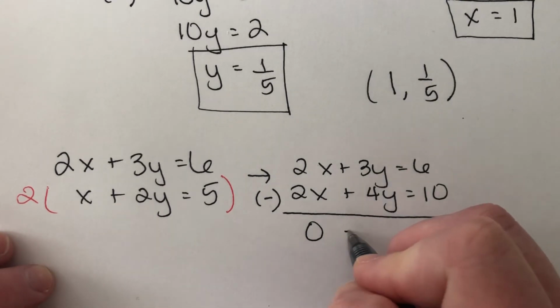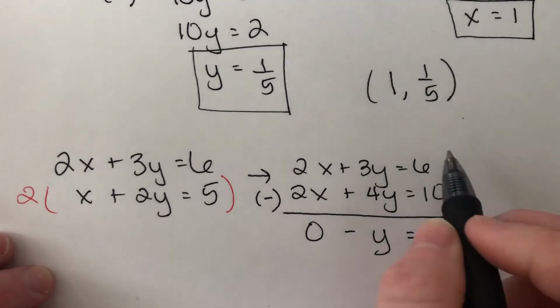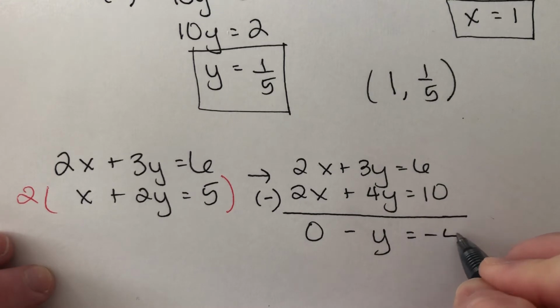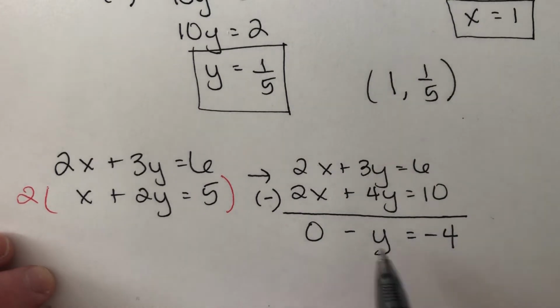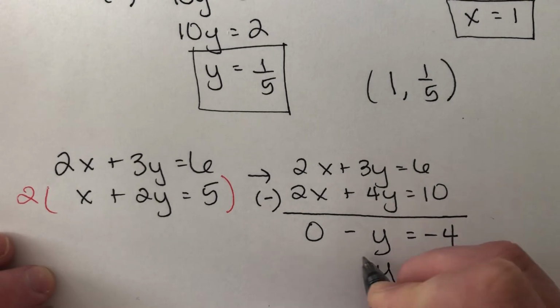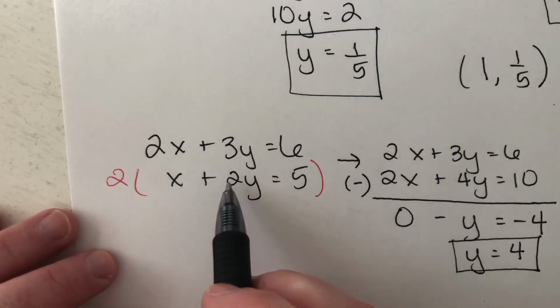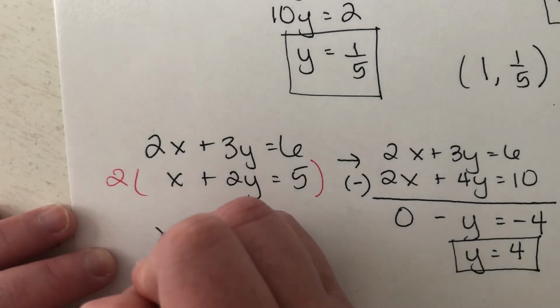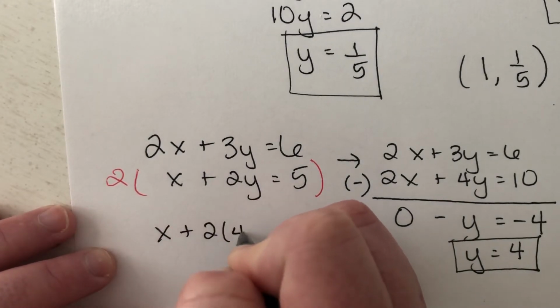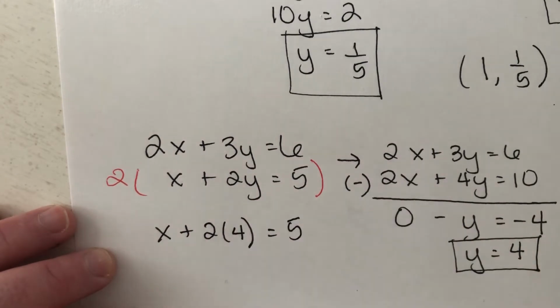3y minus 4y is negative y, and 6 minus 10 is negative 4. So I'm going to divide both sides by negative 1, and I'll get y equals 4. And once I know what one variable is, I can just go back and plug it in to find the other variable. X plus 2 times 4 equals 5.